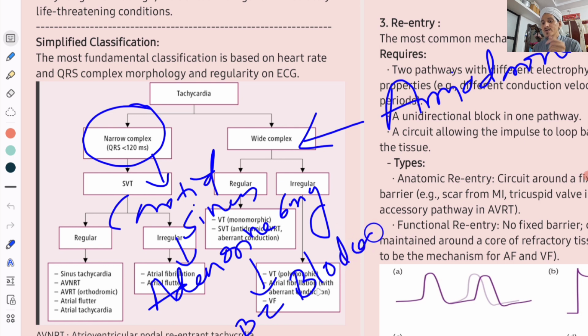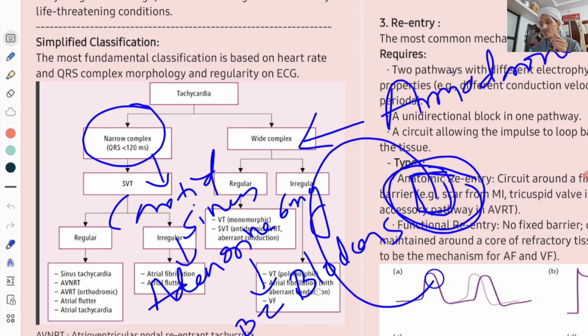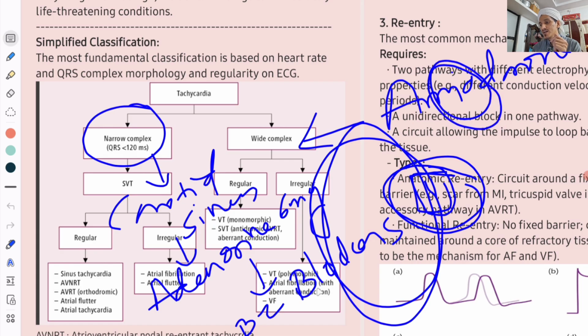So mainly what you are doing, you are blocking the AV node. Because the circuits mainly go through the AV node, or if the circuit is not through the AV node, the impulses which are coming from the atria also go through the AV node. So you are blocking the AV node so that the ventricles fill properly. When the ventricles fill properly, they will give a good cardiac output and blood pressure is maintained. That is the main goal. Okay.